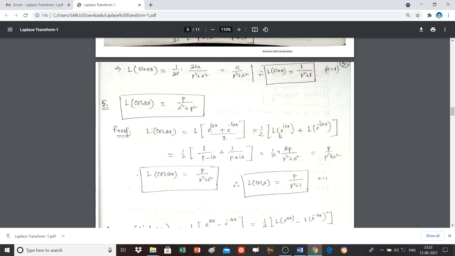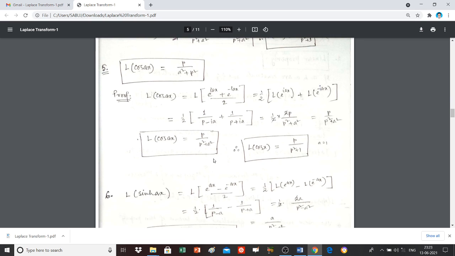So that is equal to half, this half is here, and then this will give you 1 by p minus ia, and this will provide you 1 by p plus ia, because you know Laplace transform of e to the power ax is equal to 1 by p minus a. After doing that, we obtain half, and from here p plus ia, and then plus p minus ia, and the ia terms will cancel each other. From here you will have 2p. So half, then 2p by p square plus a square, that is equal to p by p square plus a square. So Laplace transform of cos ax is equal to p by p square plus a square.